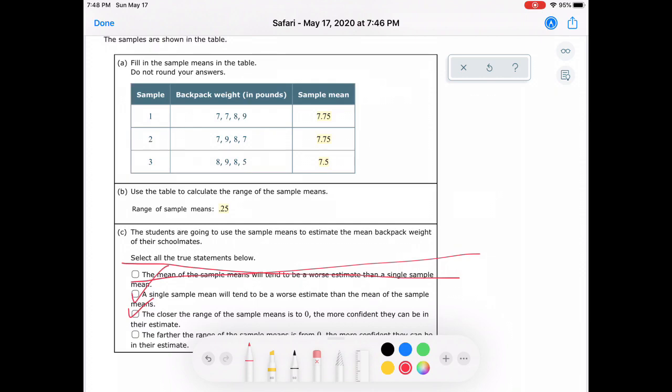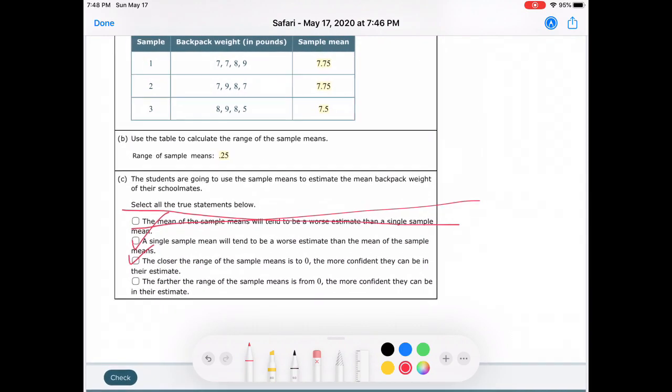Everything is pretty much the same. So that's definitely true that we want to select. And then we get the exact opposite. The farther the range of the sample means is from 0, the more confident they can be in their estimate. No way. All right. That means more things are spread out, and that's when you can't trust the mean.